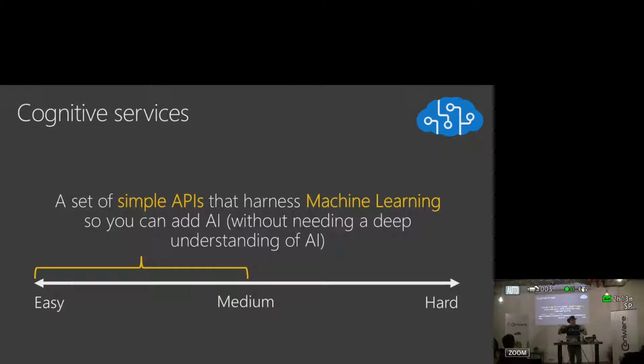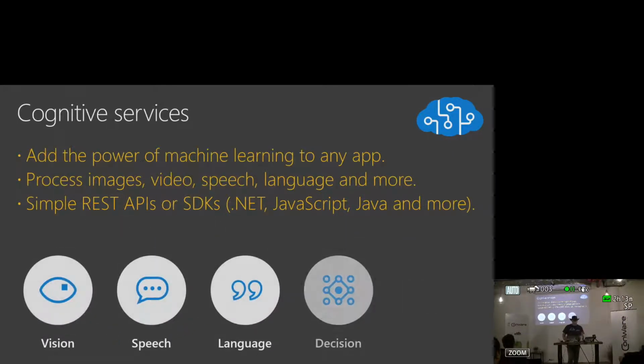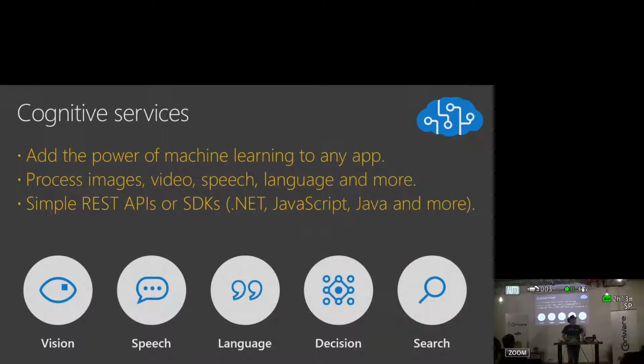We have a number of such APIs. I'm going to show you a demo in a moment, especially in the field of those few domains: vision, speech, language, decision, and search. So what does it mean? Oh, and by the way, just coming back, those are exposed as REST APIs. Okay, so you can always call them from any language that can do a REST call.